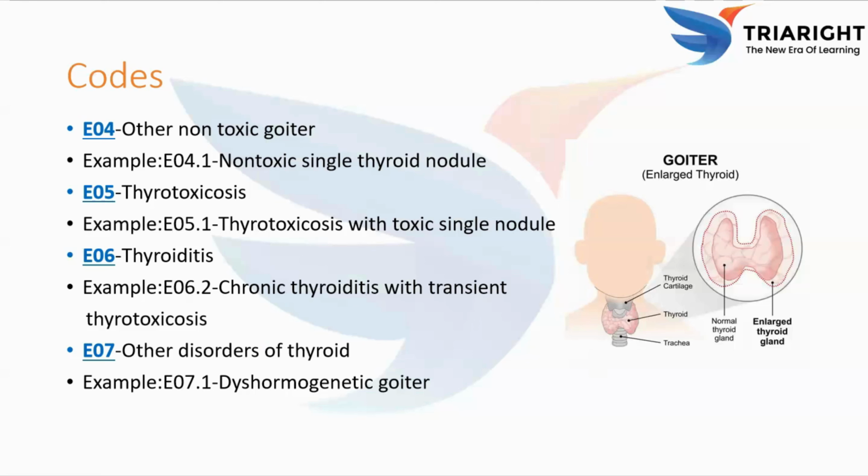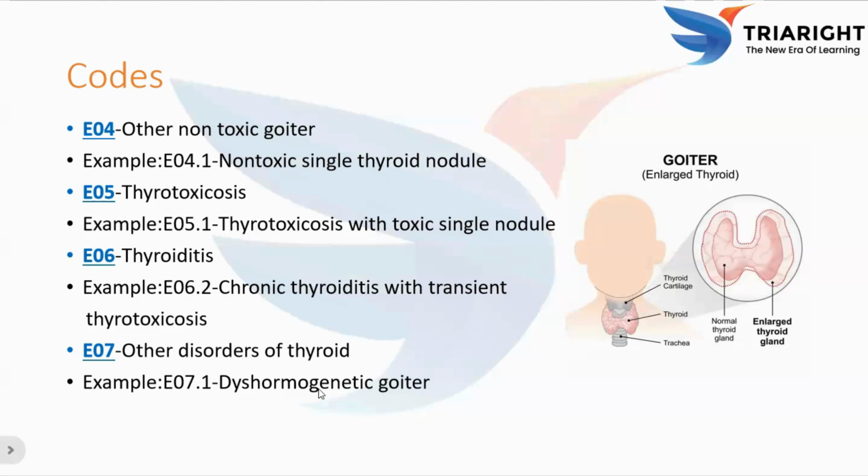What is E07? It indicates other diseases of the thyroid. It covers thyroid problems not listed in the previous categories, such as genetic, structural, or functional defects. For example, E07.1, that is dyshormogenetic goiter. What do you mean by dyshormogenetic goiter? Goiter which is caused by inherited defects in thyroid hormone production. So this E07 includes rare or other thyroid problems like genetic enzyme defects.